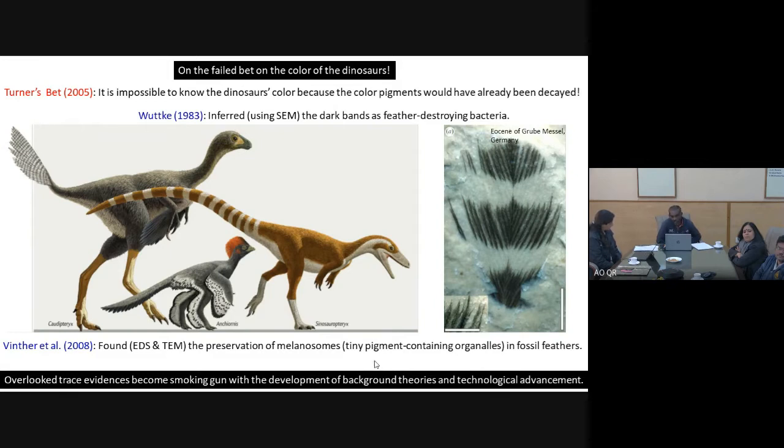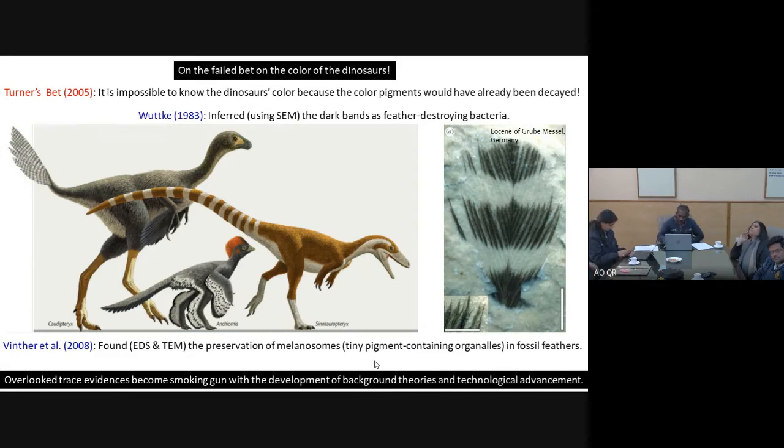Then he related this, and also studied modern feathers that were related to color pigments. Now he can say the dark bands have information about the color. Then he inferred by comparing with modern feathers. So in 2008, the color of the dinosaur could potentially be inferred, and follow-up studies inferred the color of the dinosaurs from the same fossils using the Messel group in Germany.